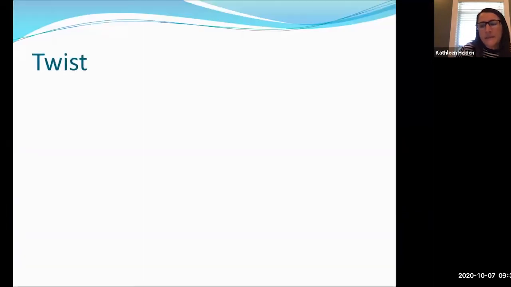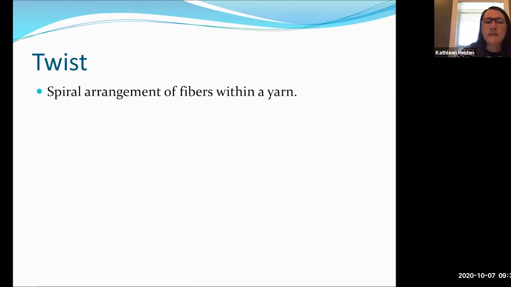All right. The second way that we begin to classify yarns is the twist of the yarn. The twist is the spiral arrangement of fibers within a yarn. Twist is what holds our fibers together in spun yarns. As we talked last time about the spinning processes, where you could use an open end rotor, or other classifications, what we're doing in that process is beginning to twist the fibers together so that they make that yarn.